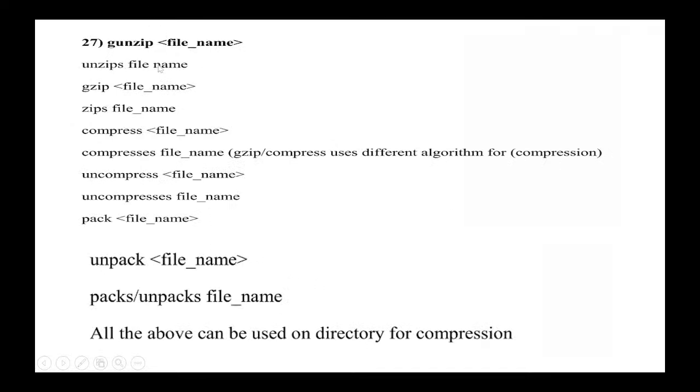So the 27th one is gunzip file name. Here we get sub commands: gunzip file name unzips the file, gzip file name zips the file, compress file name compresses the file, uncompress file name uncompresses the file, pack file name packs and unpack file name unpacks the file. All of the above can be used on a directory for compression.